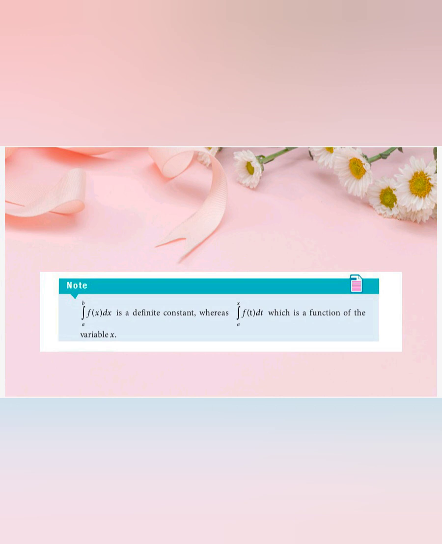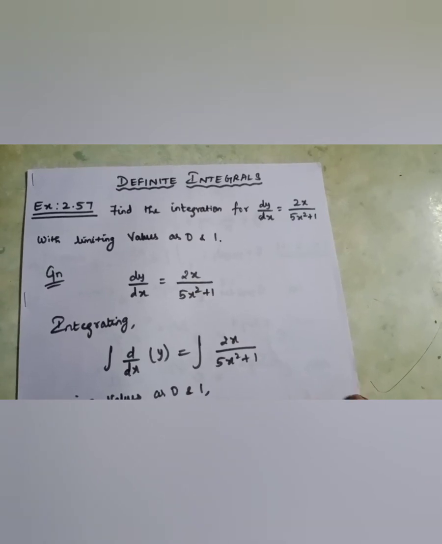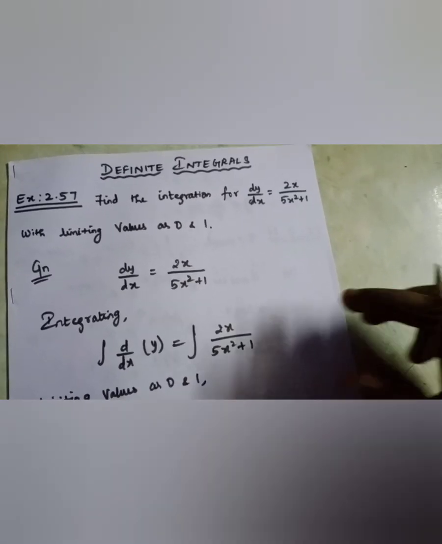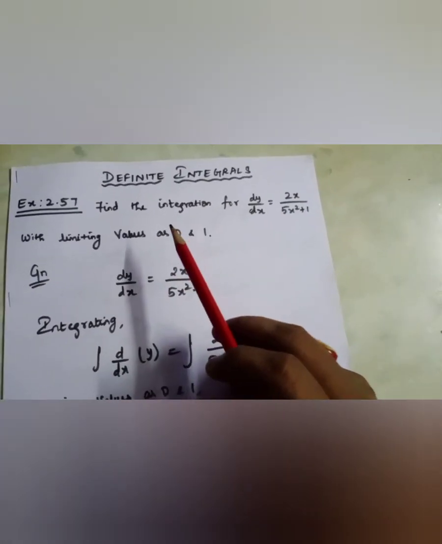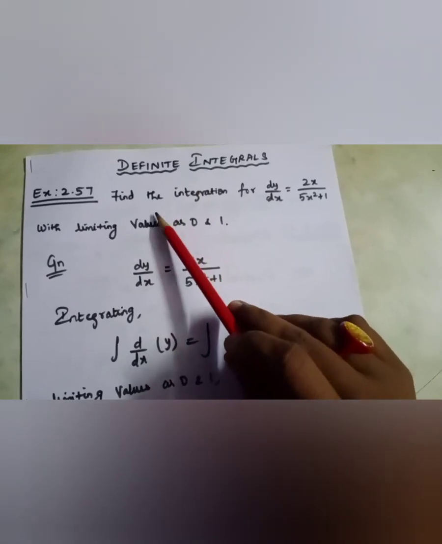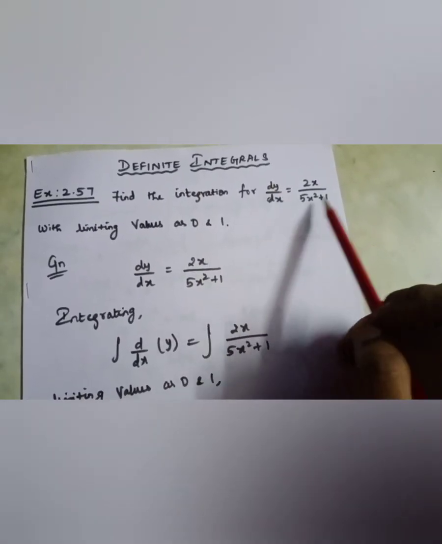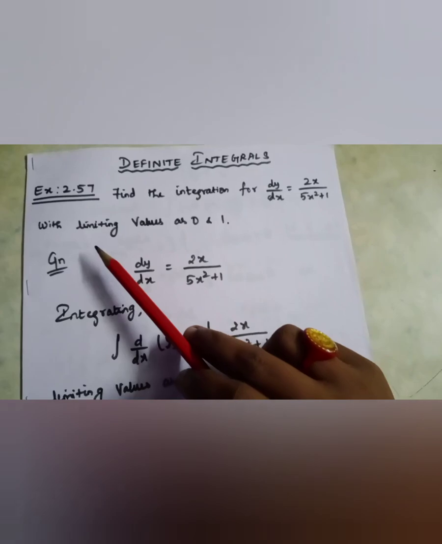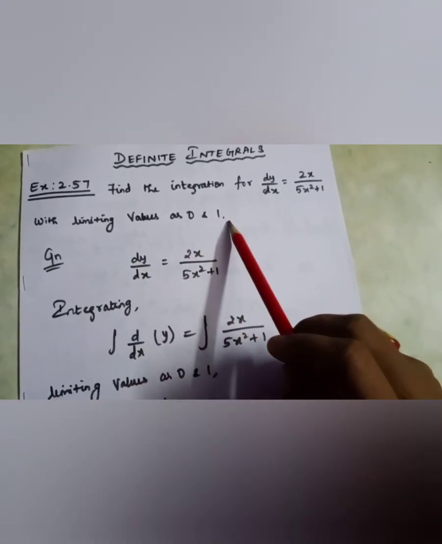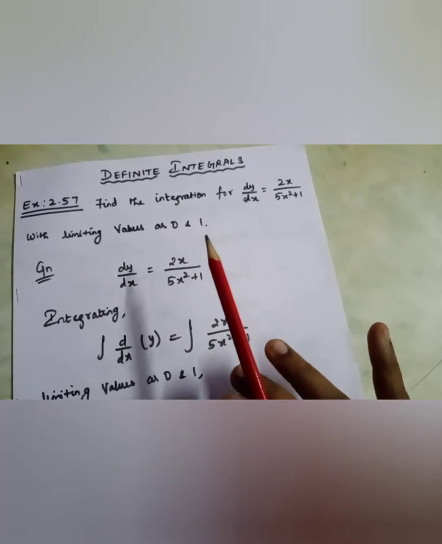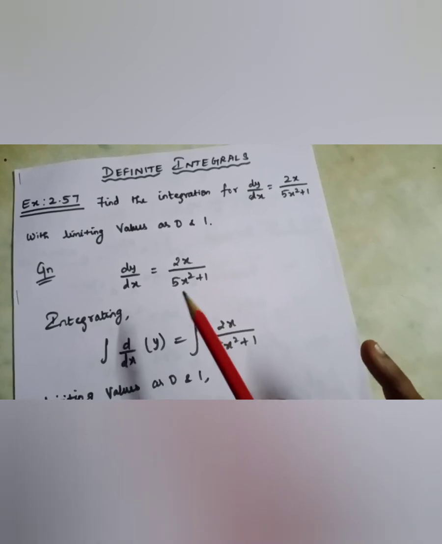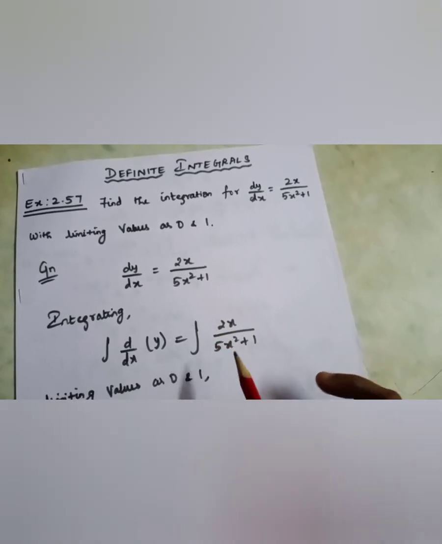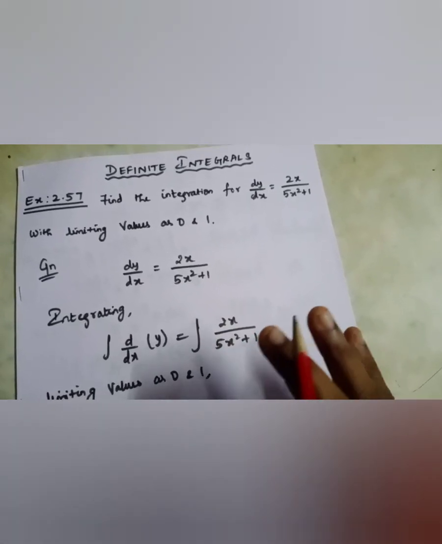Now let's move on to the sums. Definite integrals, Example 2.57. First let us start with the example sums. Find the integration for dy by dx is equal to 2x divided by 5x squared plus 1, with limiting values 0 and 1. From this exercise we are going to see how to apply limits for the particular function which has been integrated.